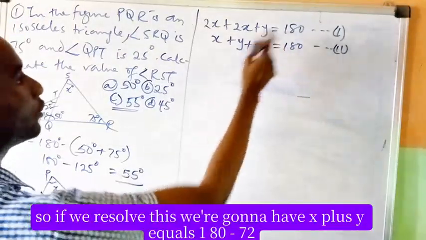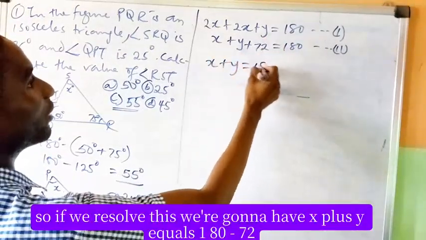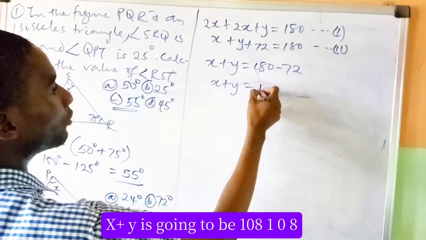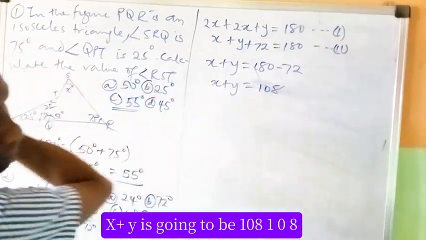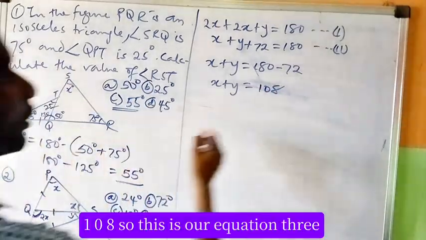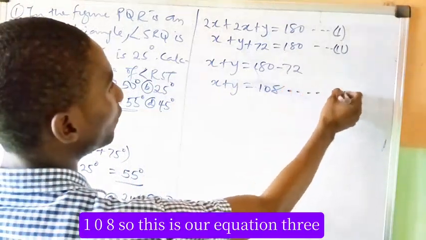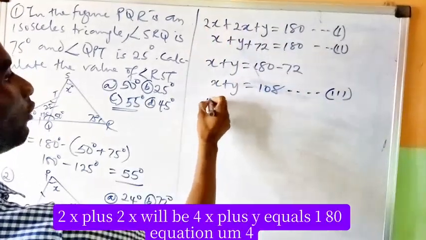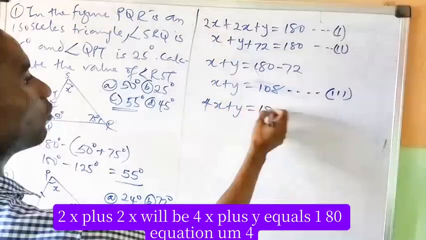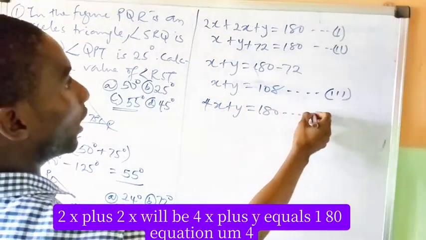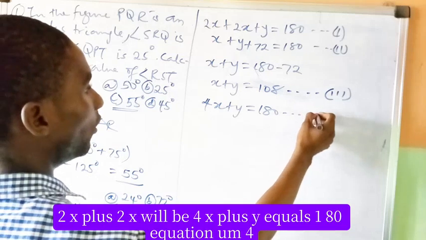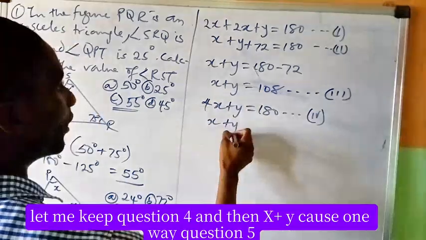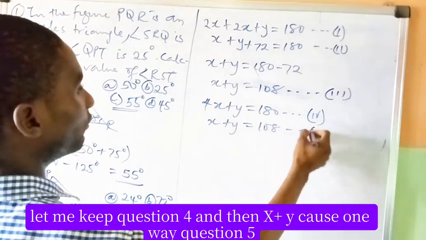So if we resolve this, we're going to have x plus y equals 180 minus 72. x plus y is going to be 108. So this is our equation 3. So let's combine equation 1 and 3. Equation 1, 2x plus 2x will be 4x plus y equals 180. Make it equation 4. Then x plus y equals 108, equation 5.